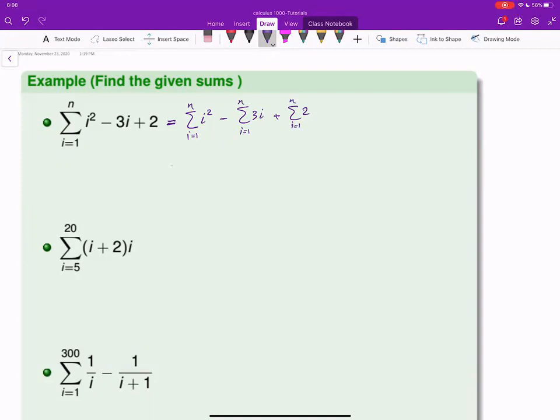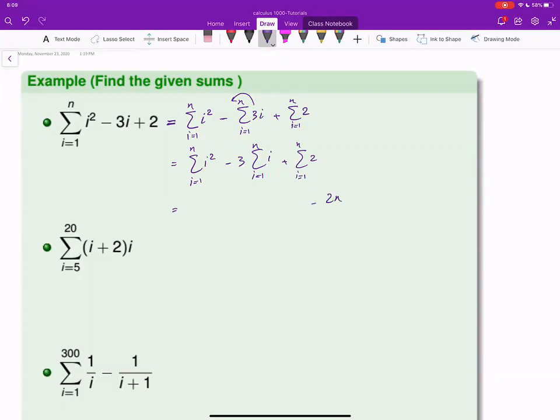And then there is the rule that a constant multiple can always come out of the sigma. So this is the sum of i squared, i going from 1 to n, minus 3 times the sum of i, i going from 1 to n, plus the sum of a constant. The sum of a constant is very interesting because you have 2 and you're adding it to itself n times, so obviously that gives me 2n.